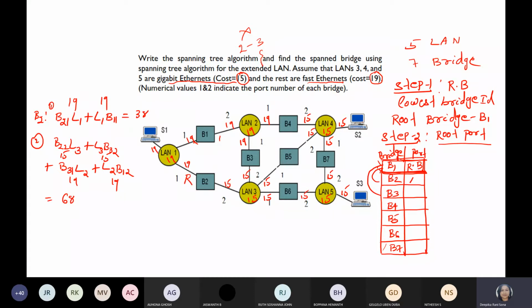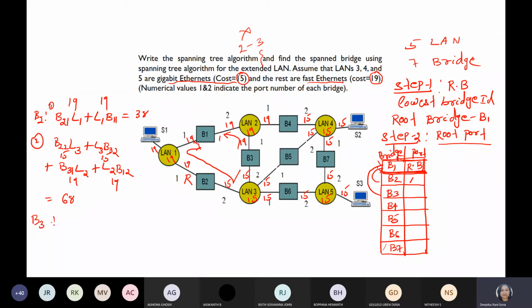Similarly, with respect to B3, we have to find out. Let's have a look. What are the possible paths? B2 is done. So B3 can proceed through this direction to here, and another one, to reach up to B1. So calculate the cost for two paths. For B3, as you have written for B2 and B1 the root bridge, you have to write elaborately. Later you can write manually also, guys.